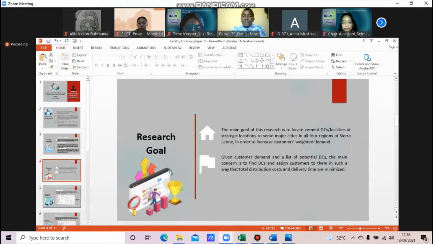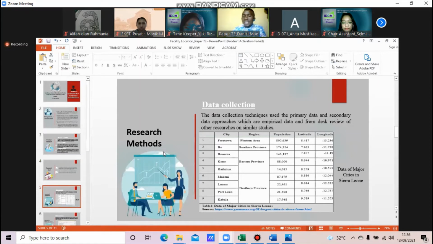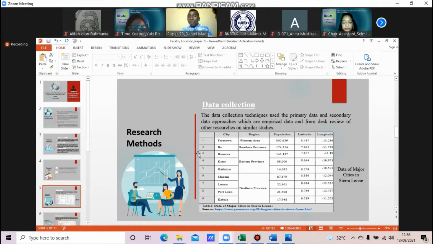Looking at the research methods employed in this study, I took into consideration the data collection. The data collection techniques use primary and secondary data approaches, which are empirical data and data from a review of other researches on similar studies.